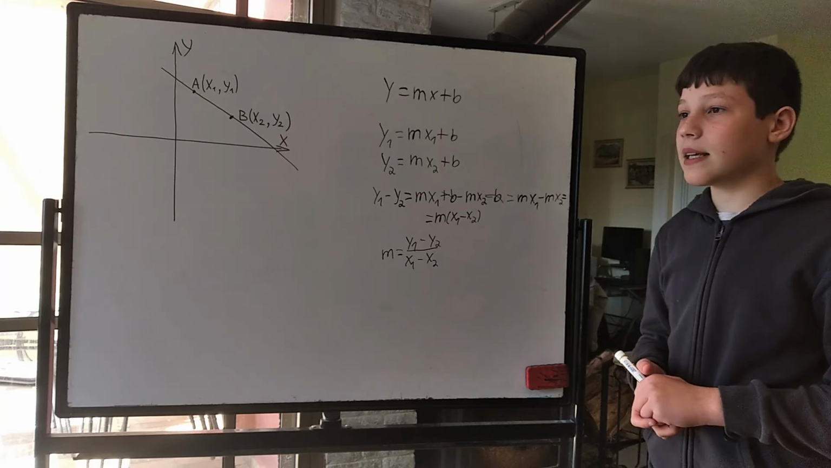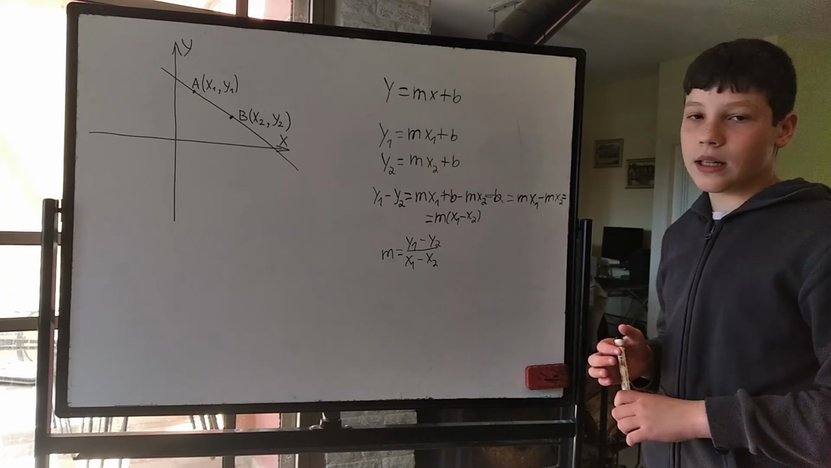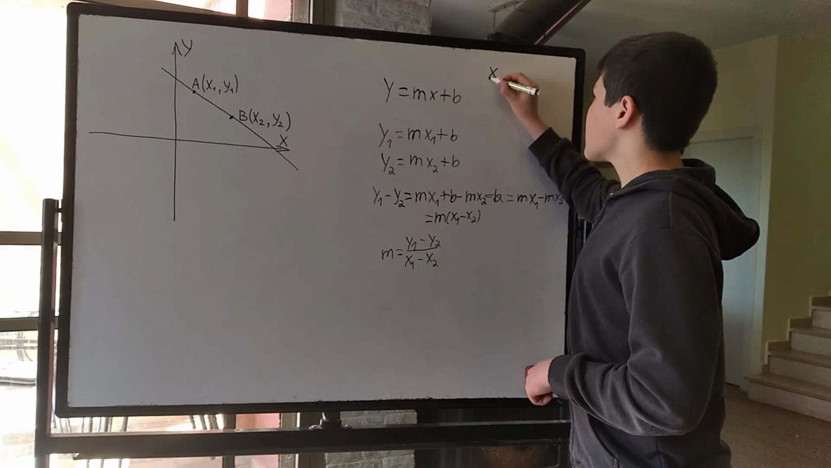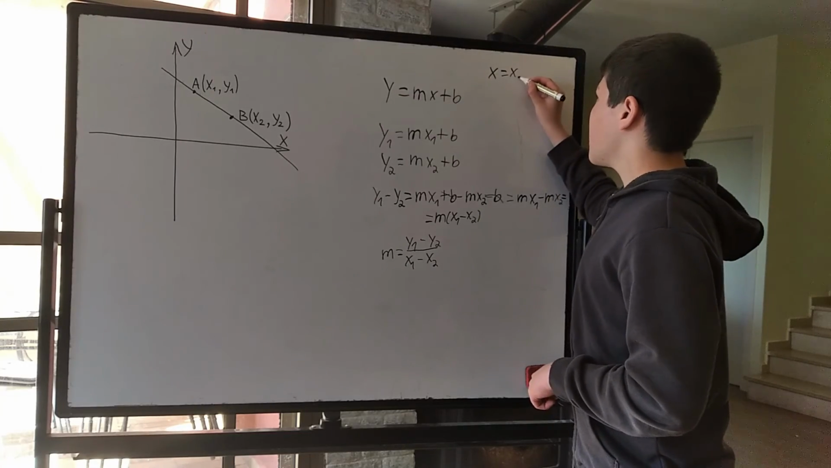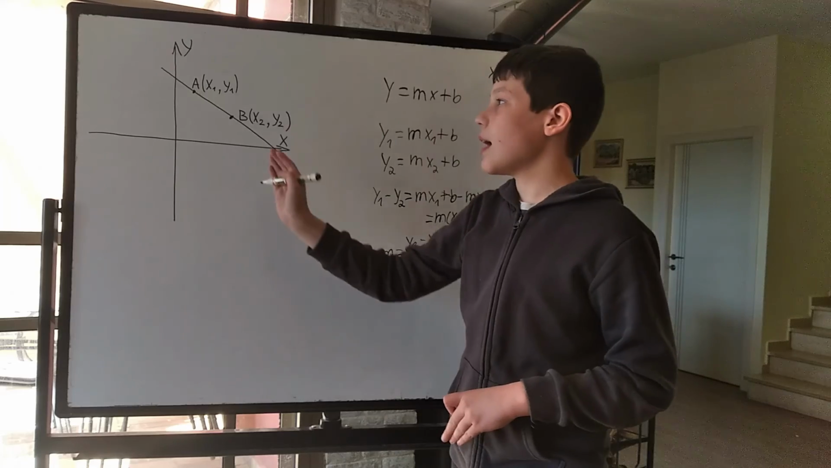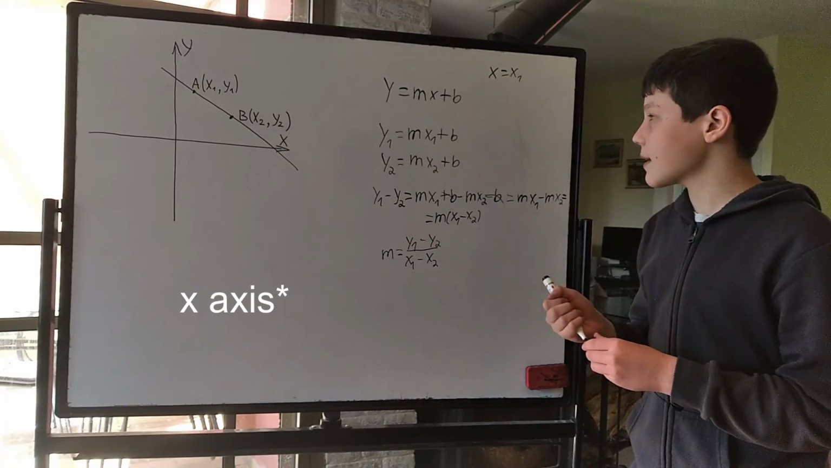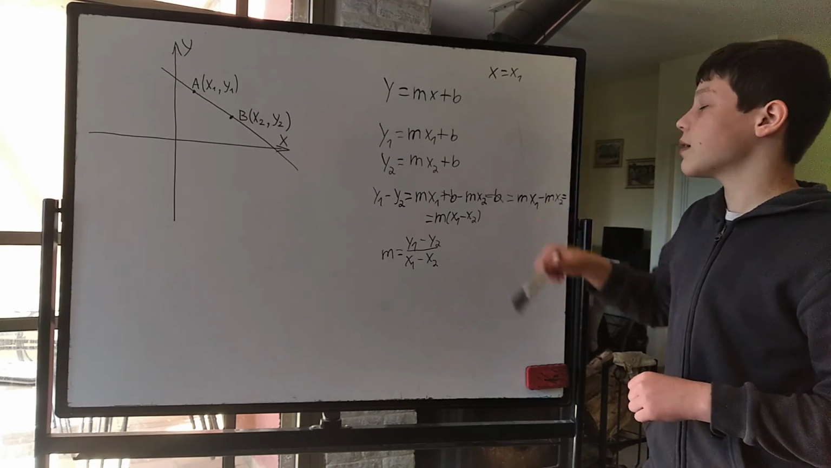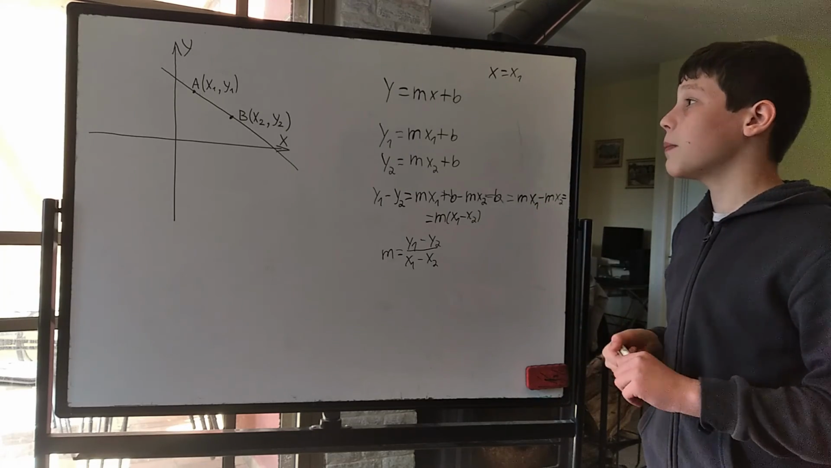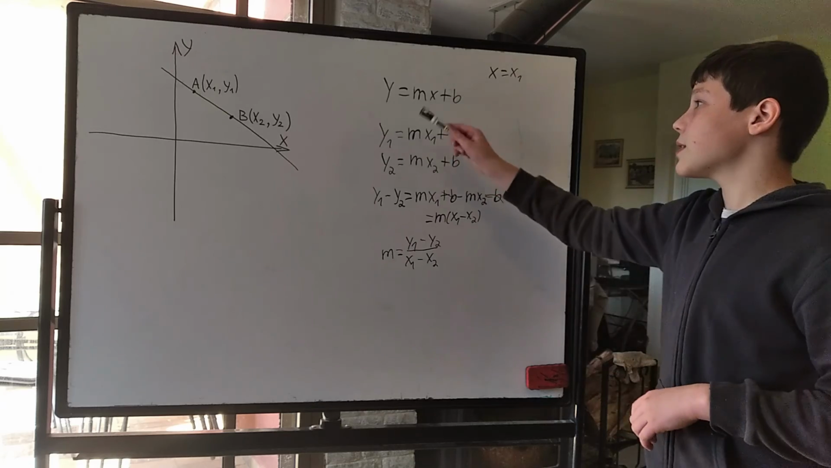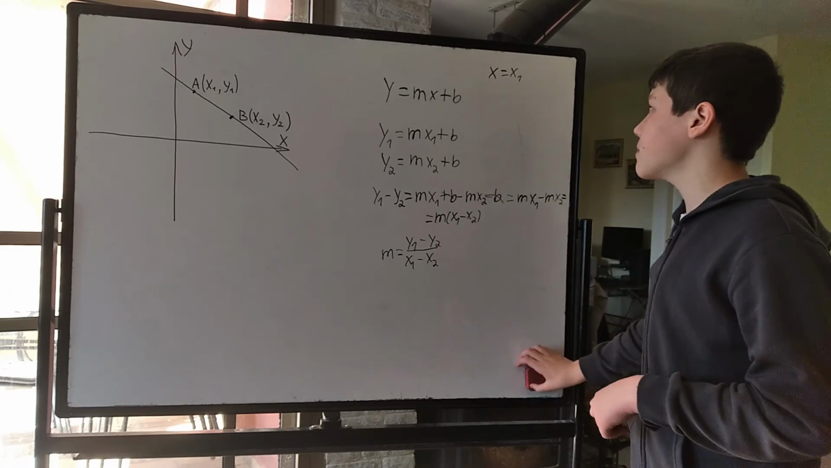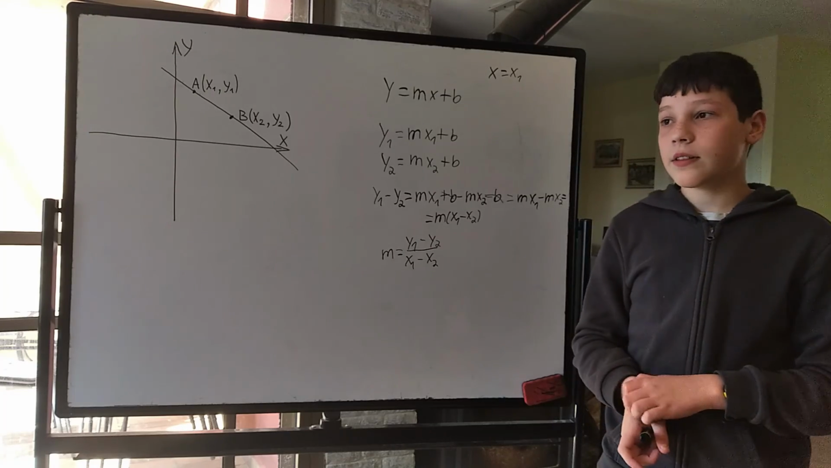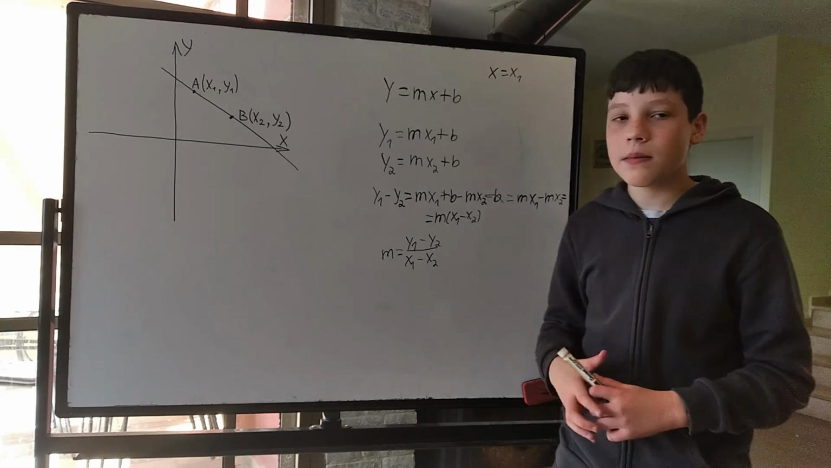But in those cases, the equation of the line will look like x is equal to x1, in the case of this line being vertical, and then we don't have to deal with y. But in any other case, we have this form of y is equal to mx plus b. And after that's done, that's it.